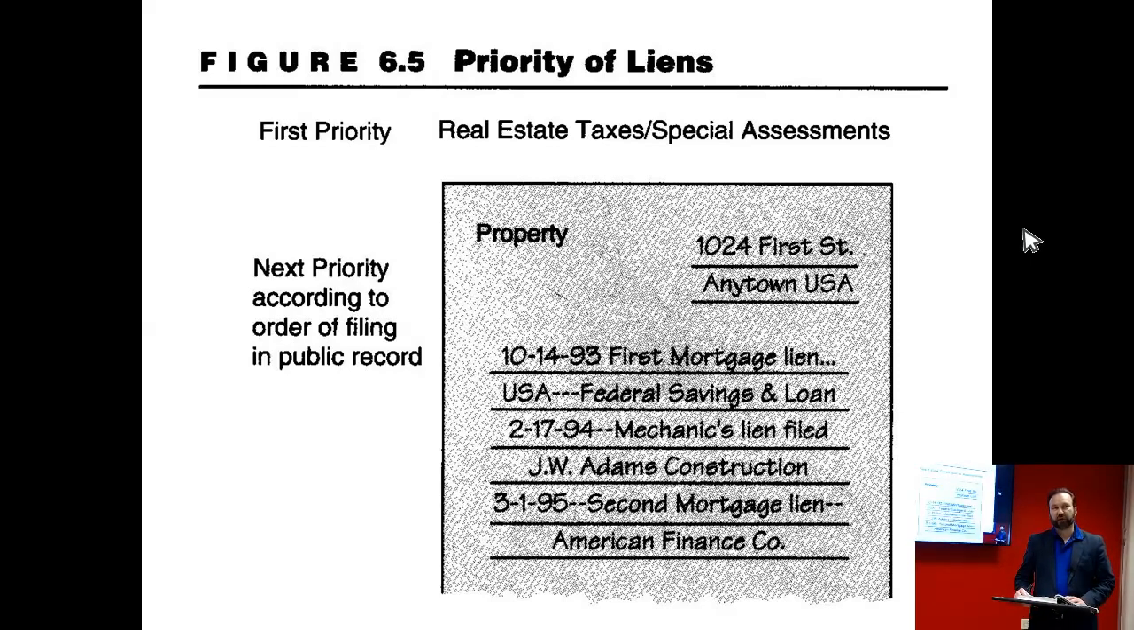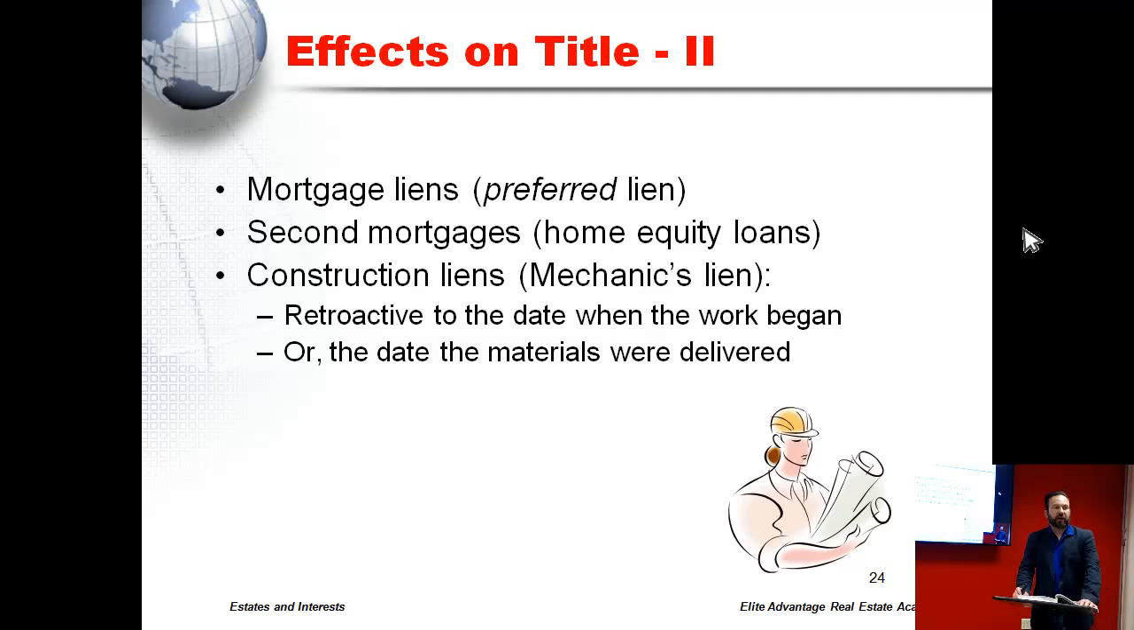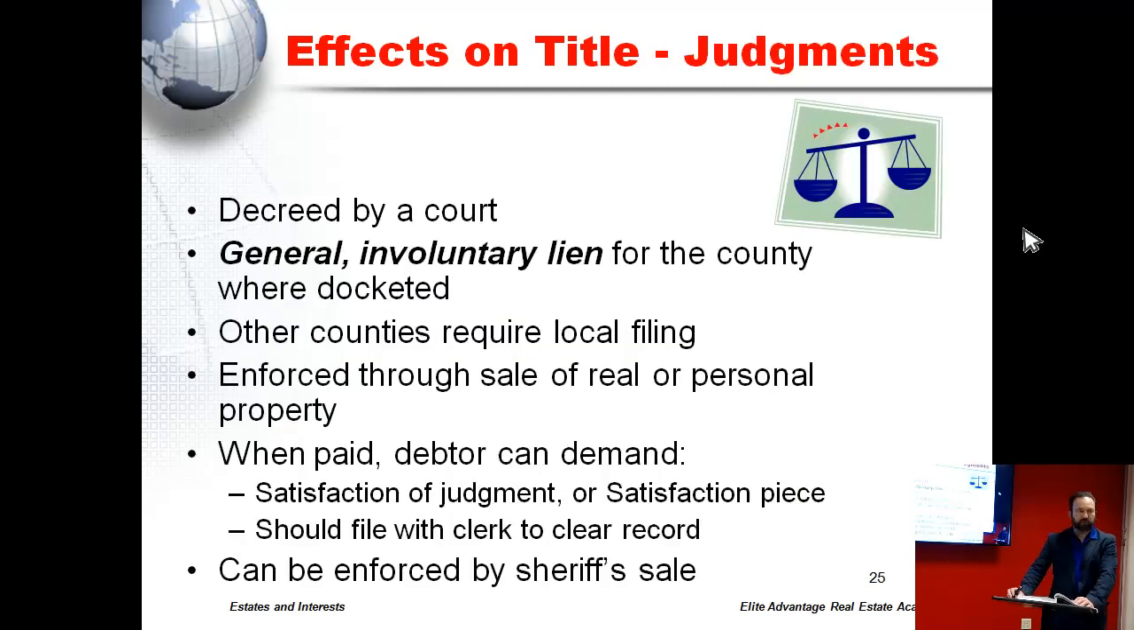Except for tax liens, yeah, those take priority. Okay, we further go on to say that the effects on title now: mortgage liens, preferred lien, because that's voluntary, right? Second mortgages or home equity loans, construction liens, mechanics liens, retroactive to the date when they were, could also be when the materials were delivered.